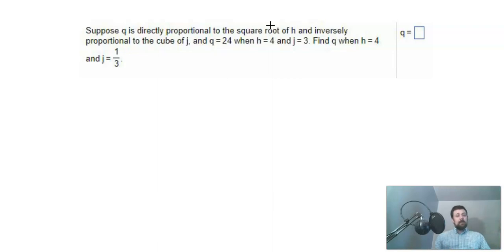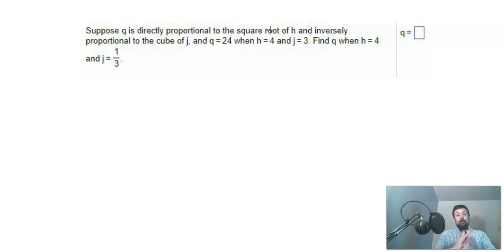Now this one's pretty tough. Suppose Q is directly proportional. So notice they use a different phrasing there, but it means the same thing as varies directly. Suppose Q is directly proportional to the square root of h. So not just h, but the square root of h. And inversely proportional to the cube of j. So not just j, but the cube of j.